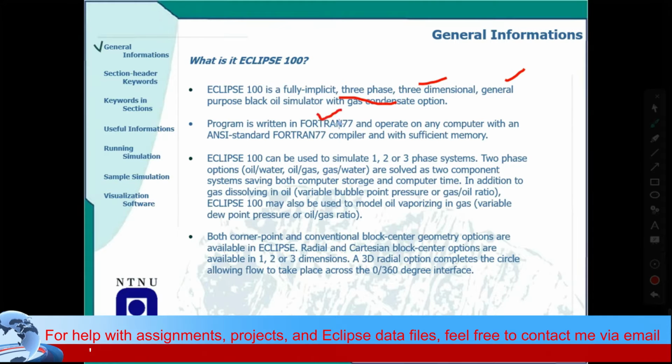Well, it's written in the Fortran language, and this subject we are talking about is Python. But originally, this software was written in Fortran. It can simulate any phases: one phase, two phase, three phase. It has both options, the compositional option as well as the black oil option.